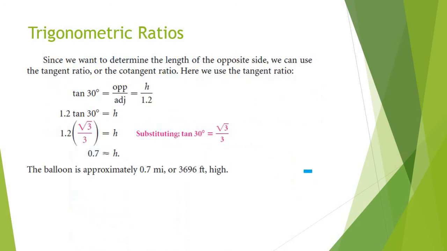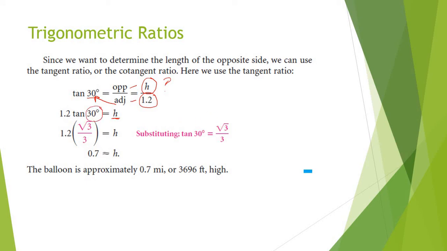So here is the solution. We have tangent, the angle is 30 degrees, and then opposite and adjacent. The opposite is the height, which is the unknown, and we have the 1.2 miles distance. So just cross multiply, that will be 1.2 tangent of 30 degrees, which equals the height. Now what is the value of the tangent of 30 degrees?